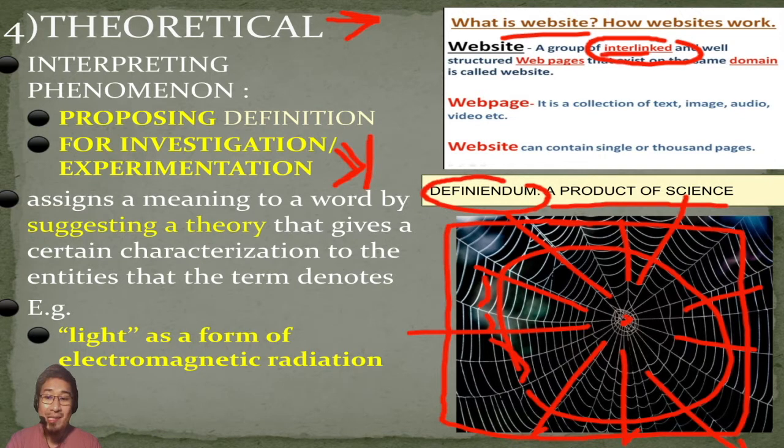So, we have to test this if this is correct. Otherwise, if we found out a different result from our experimentation, hindi mag-fit yung definiens dun sa definiendum natin. Okay, so ibig sabihin yung definiens, yung pag-i-interlink ng mga web pages, which is now called your website, has undergone a series of investigation and experimentation. Now, ang science na makakagawa nito. Kaya ang theoretical is more related to science. Okay, example, light as a form of electromagnetic radiation.